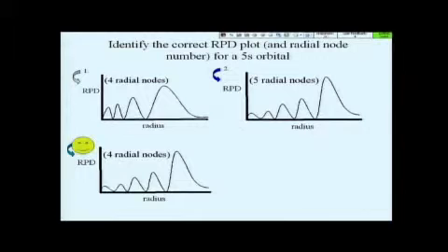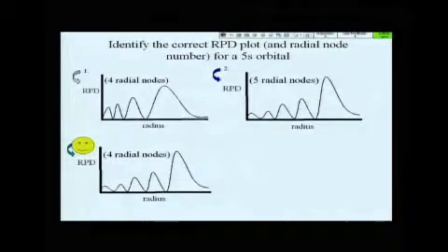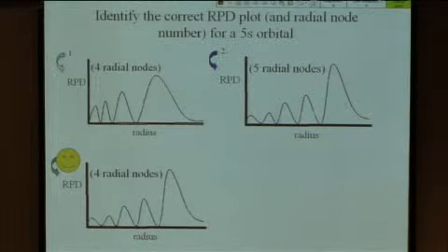All right, so it looks like 82% got the correct answer here. You should know that there are 4 radial nodes, right? We have 5 minus 1 minus L. Is there a question?